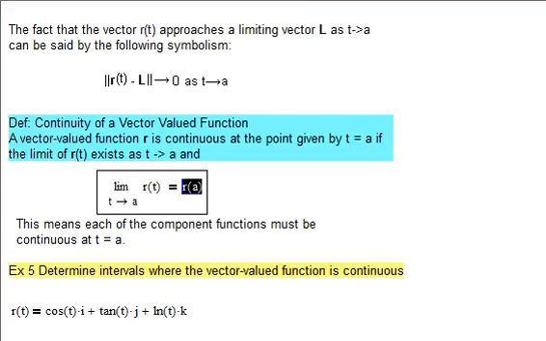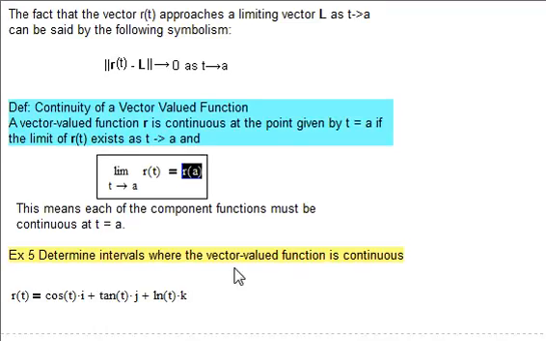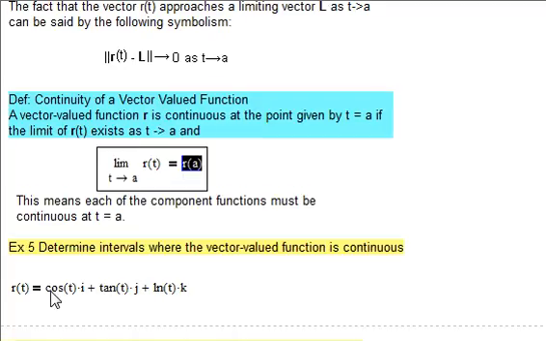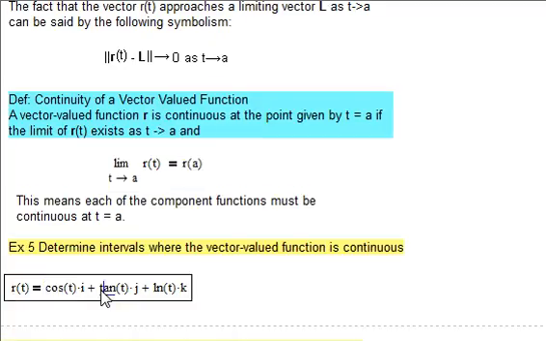So let's look at one that's weird. Determine the intervals where this vector-valued function is continuous. Well, we've got really three functions to look at: cosine, tangent, and logarithm, ln of t. Well, cosine is continuous everywhere, no worries, right? Tangent is continuous except at odd multiples of pi over 2, so we'd have to kick those out. And ln is continuous for t positive. That's not even defined for t negative.